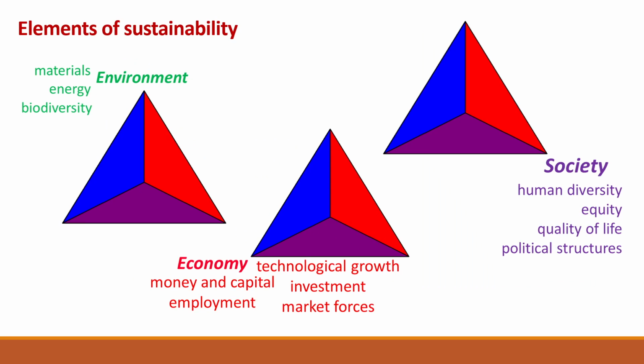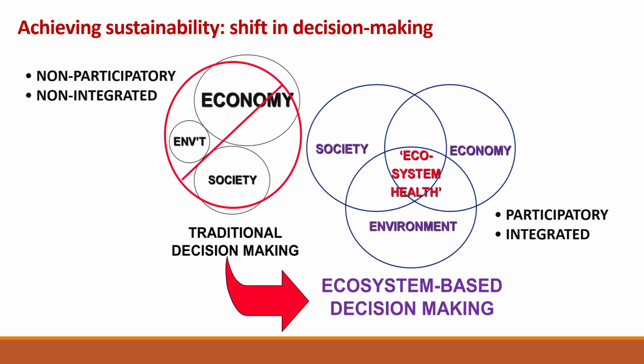These are again some elaborations of the elements of sustainability. When we talk about environment, what are the different materials, energy, and biodiversity? That has to be considered. Similarly, when we talk about the economic part, the capital expenditures or the technological growth have to be taken care of, and similarly for the societal part as well. So basically, sustainability cannot be achieved until and unless there is a shift in decision making.